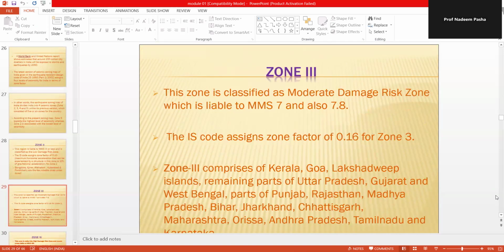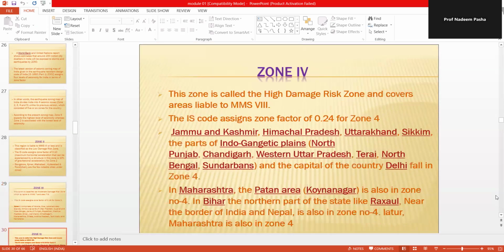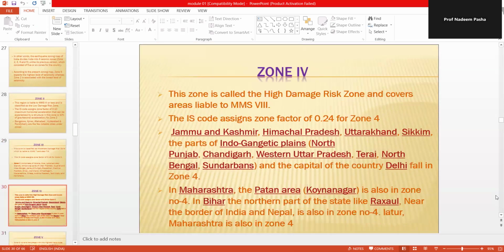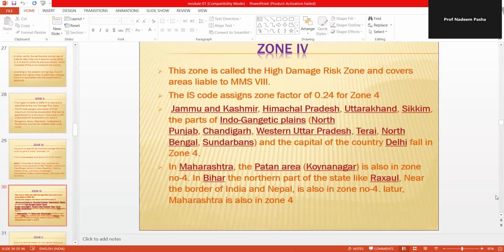In zone 3, areas of, say, Kerala, Goa, Lakshadweep Island, remaining parts of Uttar Pradesh, Gujarat, all Andhra Pradesh, Tamil Nadu, and a few parts of Karnataka will come. Zone 4, which is also known as the high damage zone, covers Maharashtra, the Patan area, Bihar, Raxol, and Jammu and Kashmir, Himachal Pradesh.